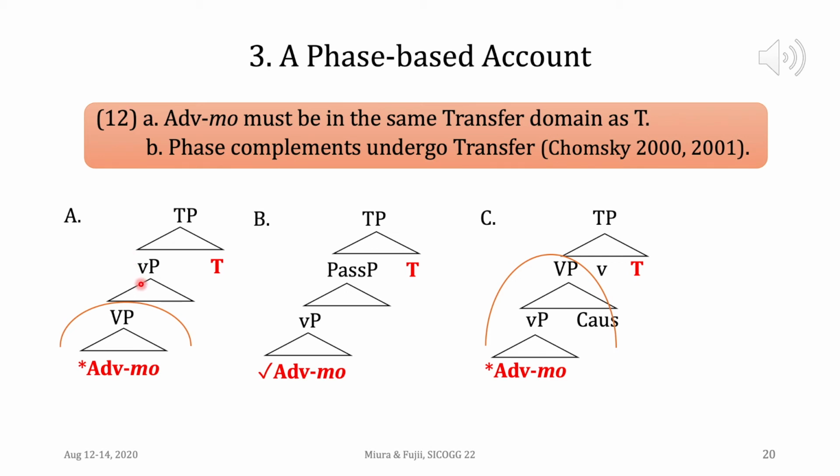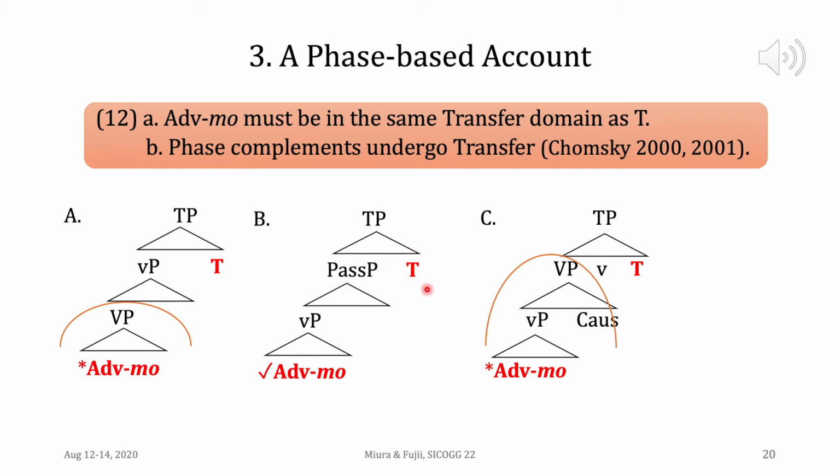Diagram A schematizes the generalization that ADV mo cannot be generated inside large vP. Here, large vP is a transfer domain, as the curved line indicates. This correctly prevents ADV mo from occurring in the same domain as T. Next, the situation shown in B indicates that ADV mo can be adjoined to v in passives. After large vP is transferred, no category undergoes transfer until TP. So ADV mo and T are in the same domain, and ADV mo is successfully licensed.